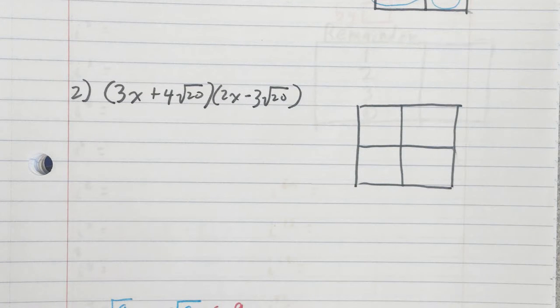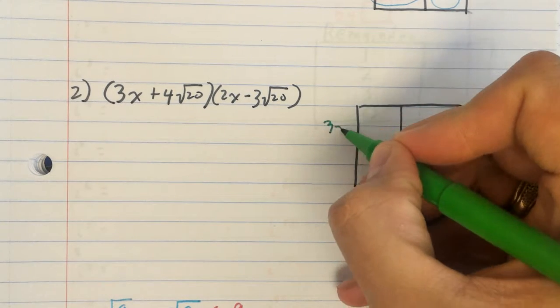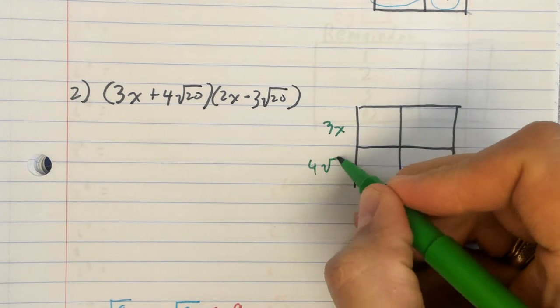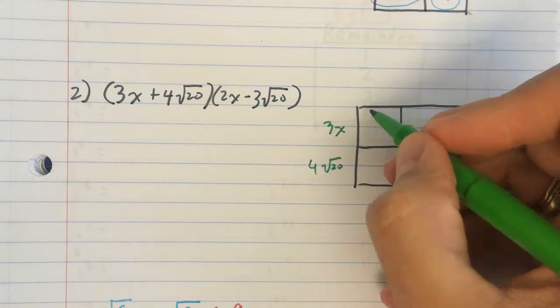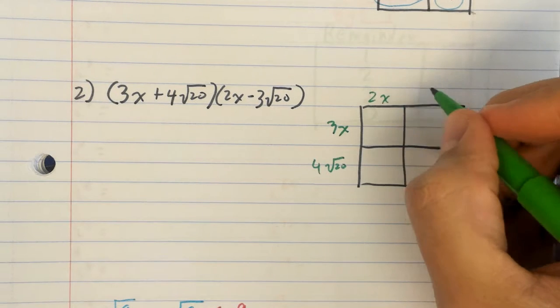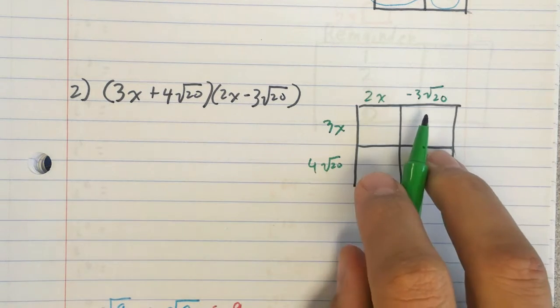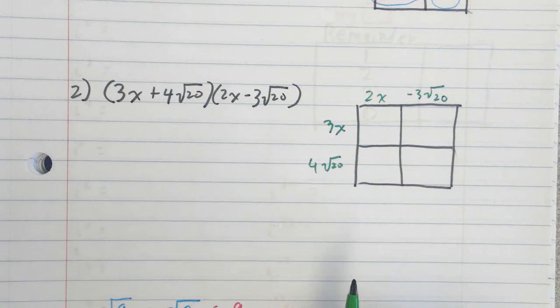Look at number 2. For number 2, we're going to set it up just like we did the other one. 3x there, and for the square root of 20 here, 2x in the top first slot, and negative 3 square root of 20 on the top right.